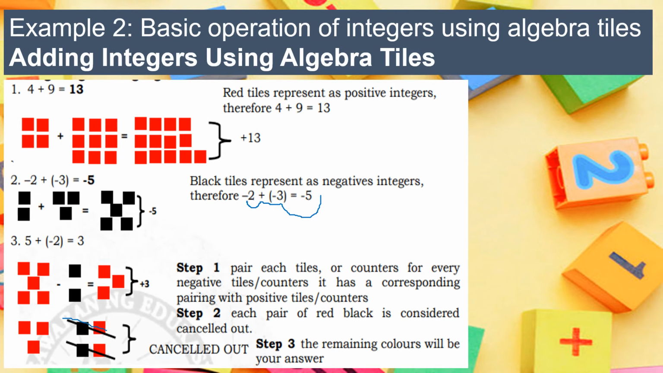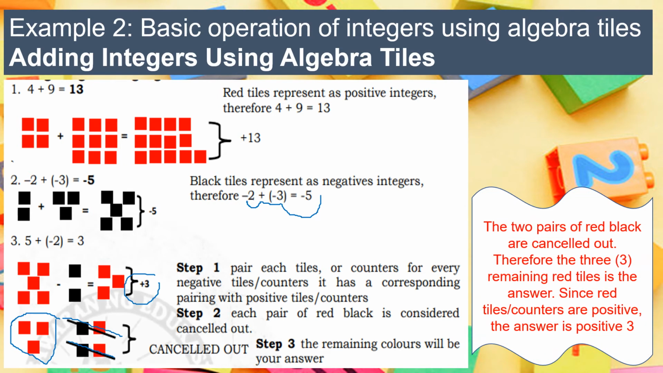So, yan, kinancel na natin yung dalawa. So, negative 2 kasi ano. So, ang natira is positive 3. So, therefore, 5 plus negative 2 equals positive 3. So, the two pairs of red block are cancelled out. Therefore, the 3 remaining red tiles is the answer. Since red tiles counters are positive, the answer is positive 3.